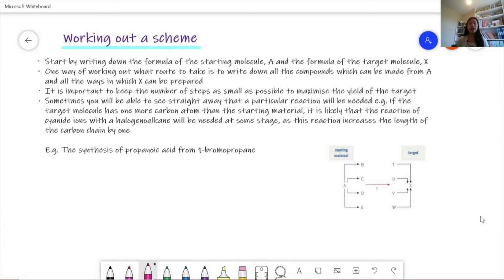So now we're going to look at how to work out a reaction scheme. So first of all, we start by writing down the formulas of the starting molecule and the target molecule. So we can see in the diagram that we have our starting material labelled A and our target material labelled X. And then the next step is to write down all the compounds which can be made from A. So these are B, C, D, and E, and all the ways in which X can be prepared. So we've got T, U, V, and W. And it's really important to keep the number of steps as small as possible, and this is to maximize the yield of the target.